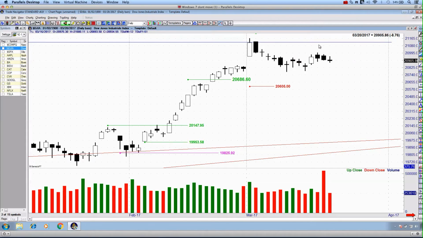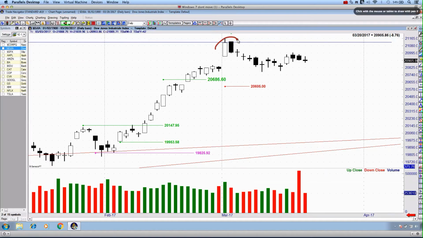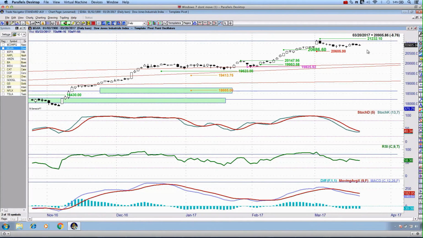We are looking for the continuation of Dow theory. We're looking for the Dow, the S&P, and the NASDAQ to break above the respective swing highs which we established at the beginning of March 2017. We've been anticipating this market slowdown. The reason for that is because we have seen, again, the establishment of that resistance.